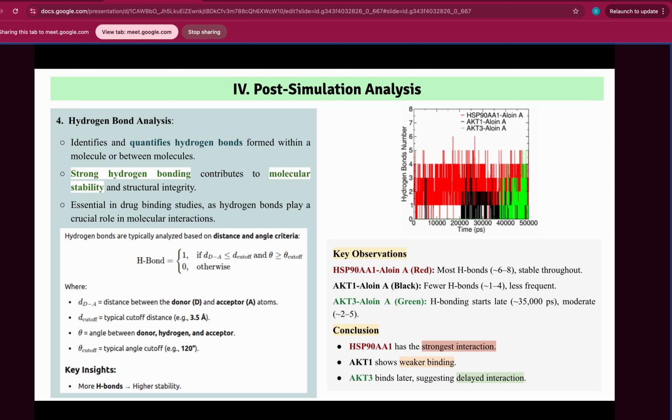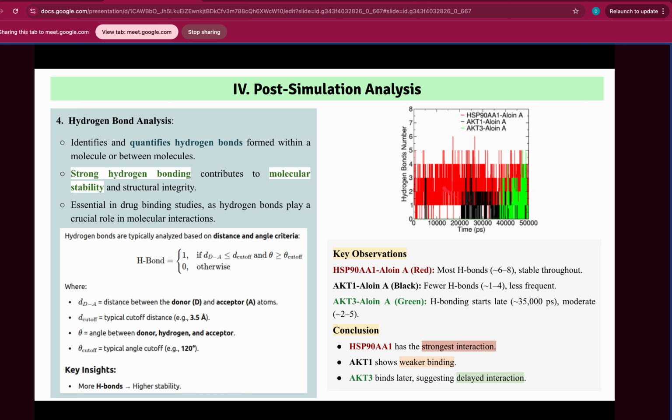So by looking at those atomic coordinates, we find out the distance between the two hydrogens present in my protein, and then we figure out whether they can make a hydrogen bond or not. After that, we calculate the number of hydrogen bonds at each time point and figure out how many hydrogen bonds are present.